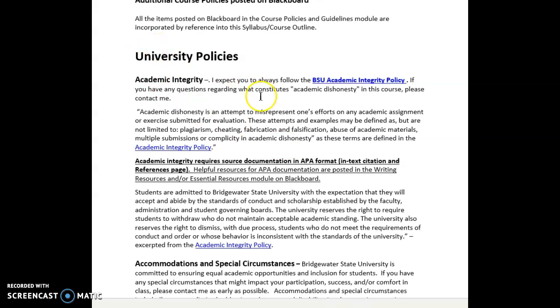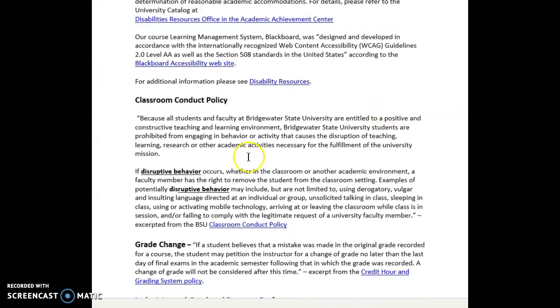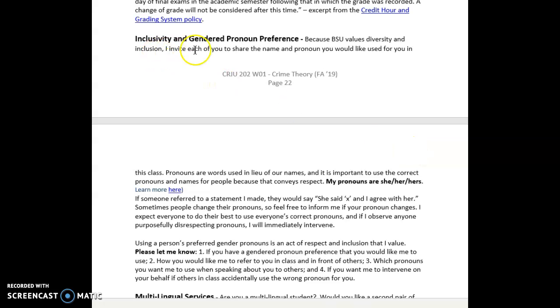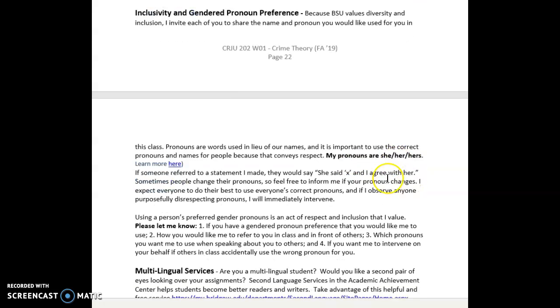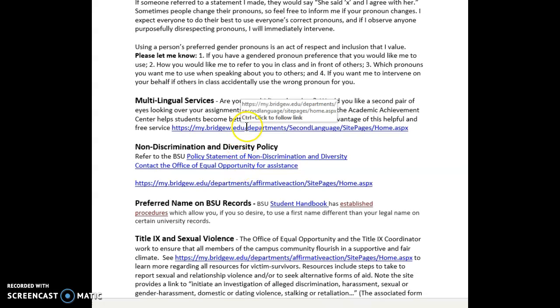Okay, university policies are all stated here. The academic integrity policy, accommodations, classroom conduct policy, grade changes, inclusivity. If you wish for me to call you by a certain gendered pronoun, have a preference, please let me know. I'm happy to respect that. Multilingual services for those of us for whom English may not be our first or only language.